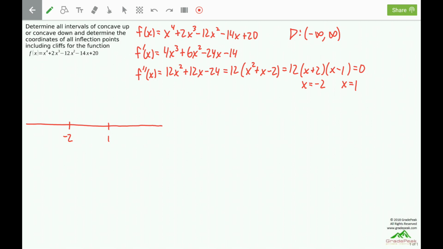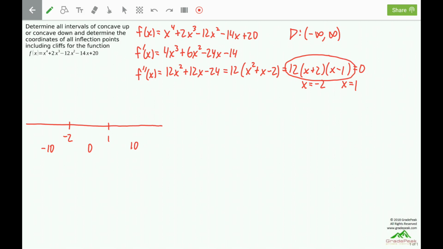The first interval is negative infinity to negative 2. We can pick the test value of negative 10. Then negative 2 to positive 1, we can pick a test value of 0. Then positive 1 to positive infinity, we can pick a test value of positive 10. We can now test the concavity in each of these intervals by plugging the test value into the second derivative. We don't care about the value of the second derivative, just whether it is positive or negative. So the best place to plug in is the fully factored version.